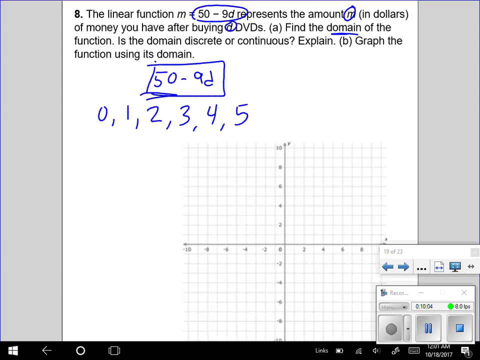So that's our domain, which then tells us it is a discrete domain because we just have these numbers in this interval. It's not continuous. We can't buy half a DVD. That also is helpful to think about.